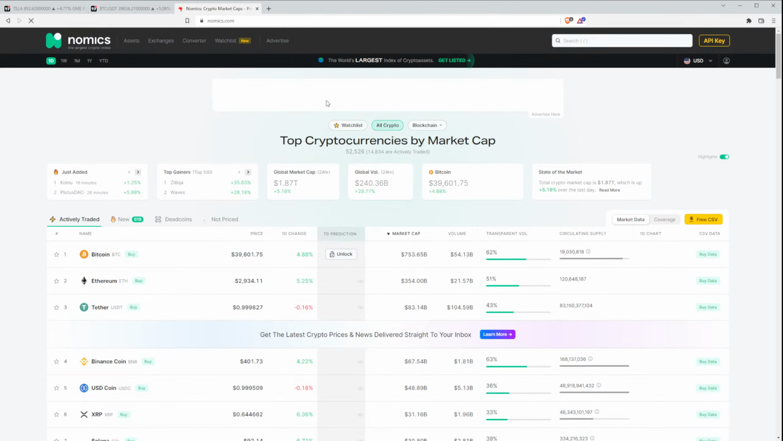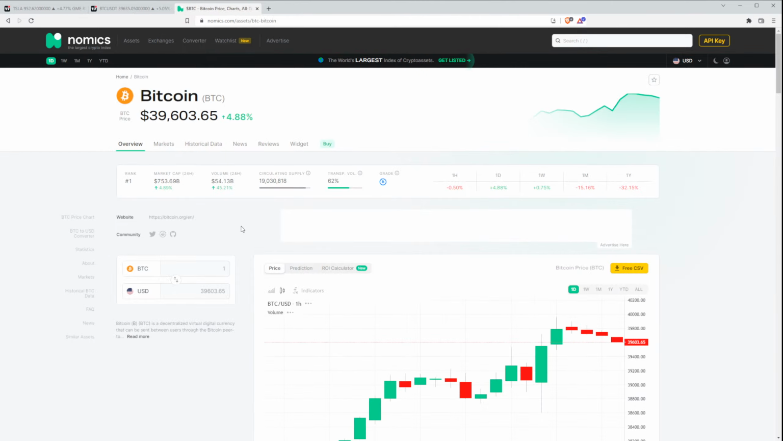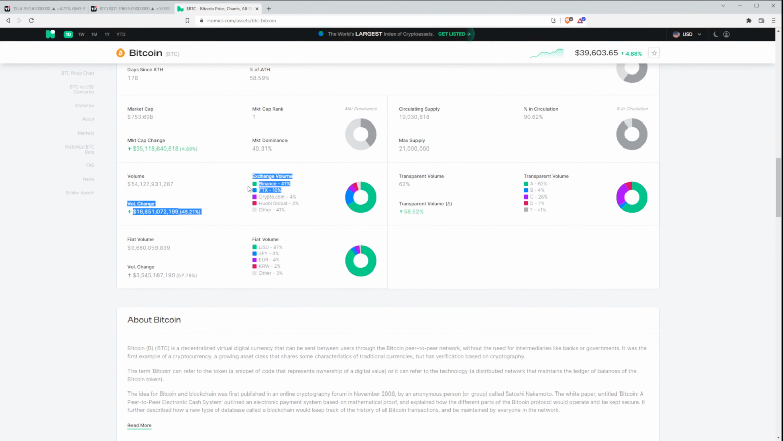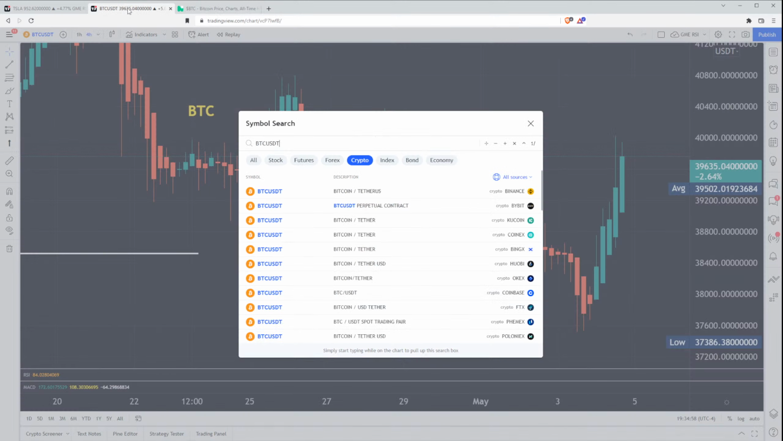We're going to go to Nomics.com. We're going to click Bitcoin. If you look at Bitcoin, you go down here, most of the trading volume is on Binance. So this is why we're using that Binance chart. Come back to TradingView, BTC USDT, and you're going to click the Binance chart.